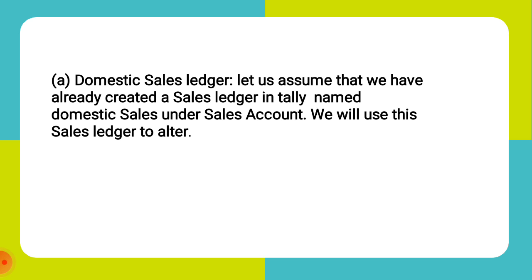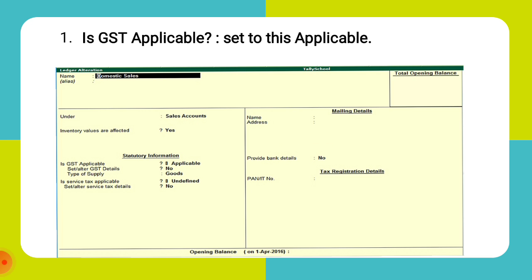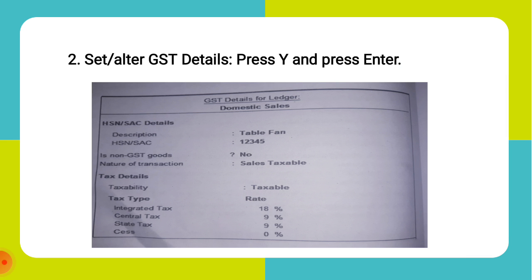Enter the following details to enable the sales ledger for GST. The first one is GST is applicable, set to applicable. The second one is set or alter GST details. Press Y and press enter. Then the following screen appears. Then enter the description and the HSN code, which we will get from our GST registration.